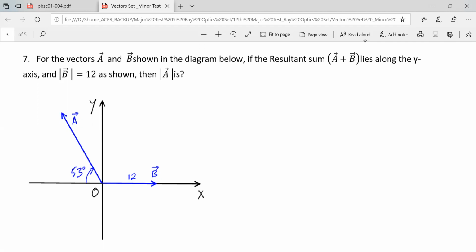Okay, now look at how we can do this. You want to show that the resultant of A and B is along the y-axis. Yeah, very good, that's correct beta. That means if you redraw this diagram, it should be like this.